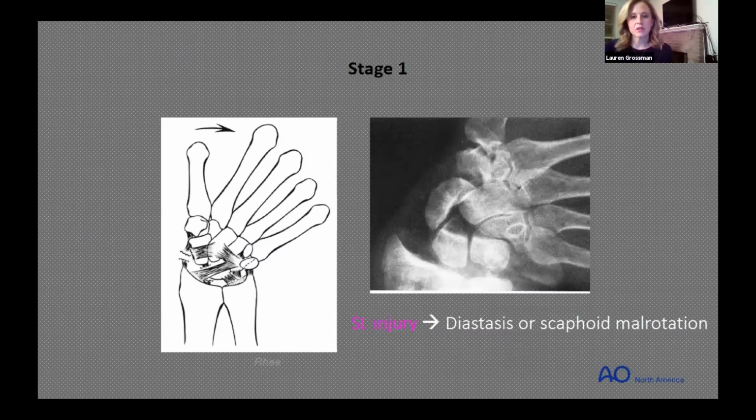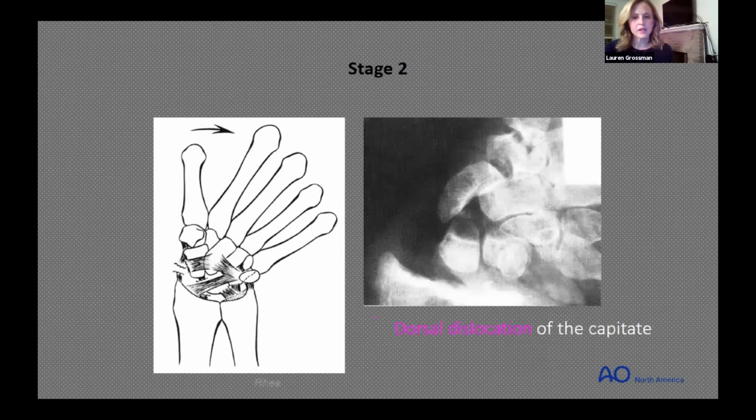So here we start with stage 1. Here are some x-rays and schematics, which are helpful here. You can see there's an SL injury. You've got a diastasis or scaphoid malrotation. You can see here it just doesn't look quite right, and the scaphoid is not quite aligned with the lunate. And here we have stage 2, where you have the dorsal dislocation of the capitate. You can see there's quite a large diastasis on this x-ray between the lunate and the capitate. And again, you can see that the scaphoid and the lunate really are not lining up.